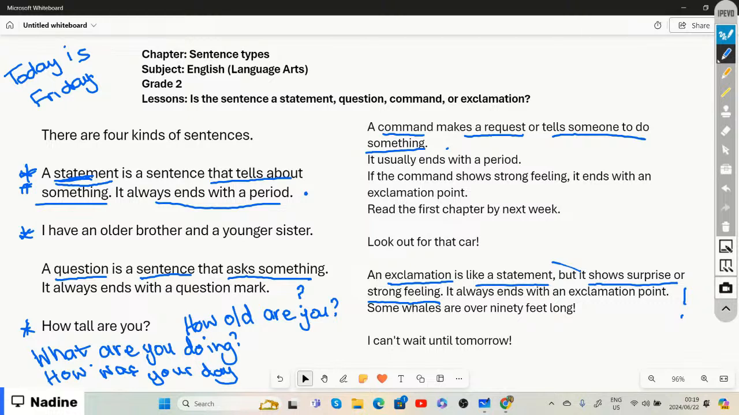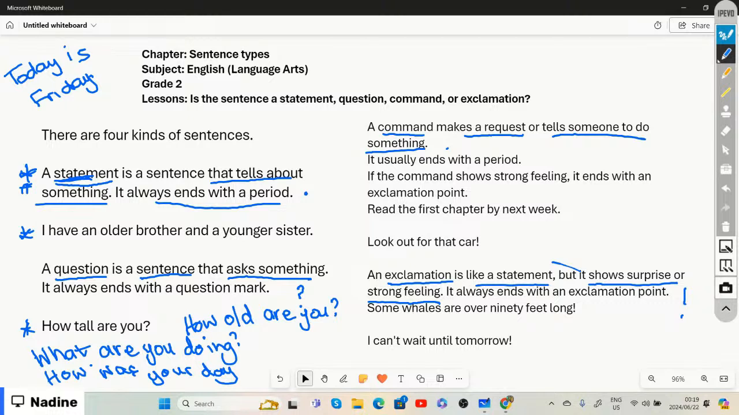And then another one says, I can't wait for tomorrow. Because if it's maybe someone's birthday or you're invited to a party or something's going to happen tomorrow which you are excited about, then that is going to be an exclamation, right?